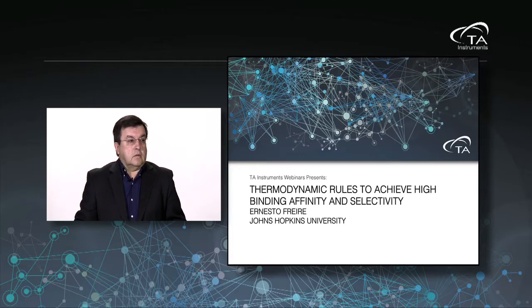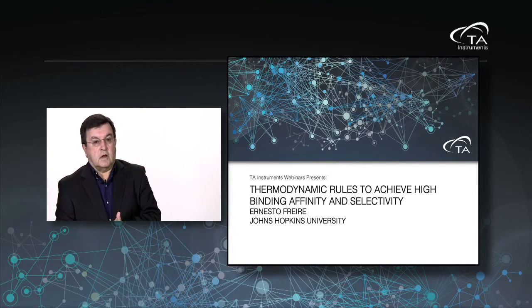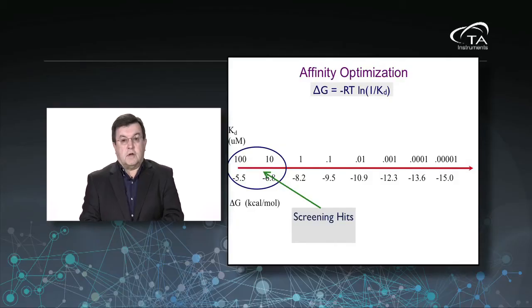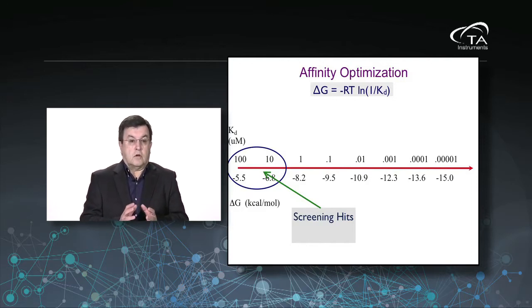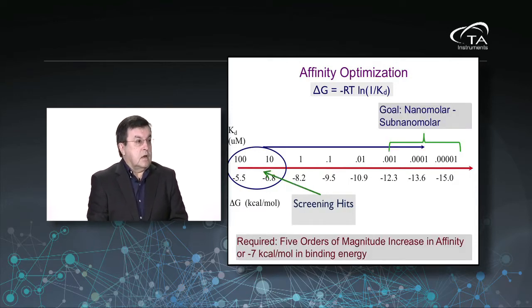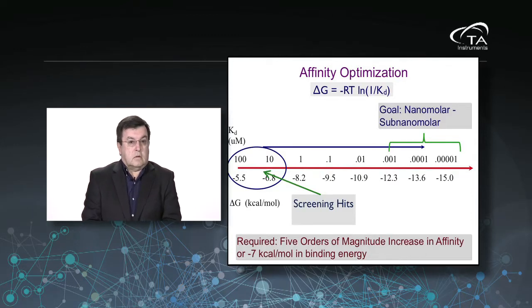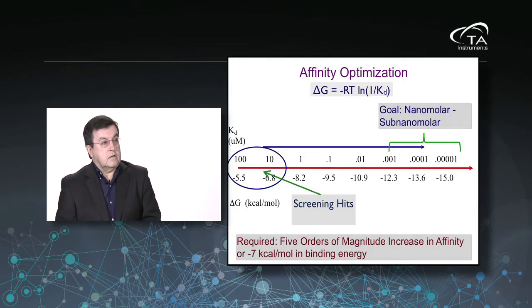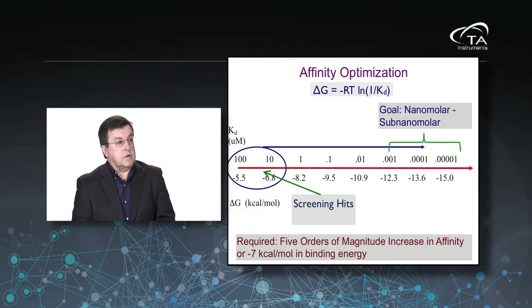I'm going to talk today about the use of ITC in the optimization of the binding affinity and selectivity of drug candidates. As we all know, drug candidates are first identified by screening large libraries of molecules. Those screening techniques usually produce molecules with binding affinity in the micromolar, mid-micromolar range. And for those molecules to become reliable drug candidates, their affinity needs to be increased to the nanomolar or subnanomolar range.